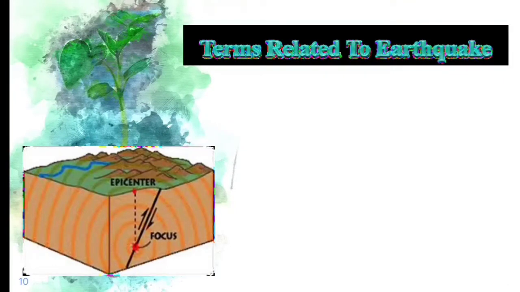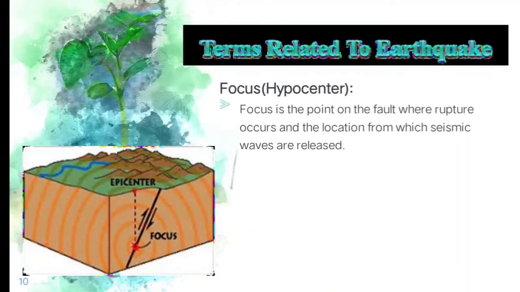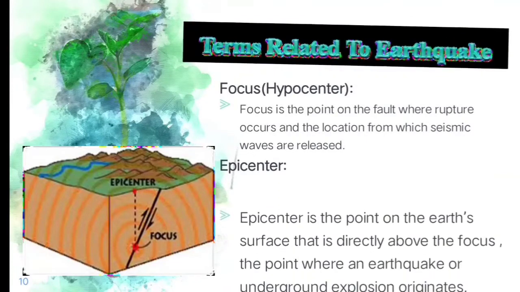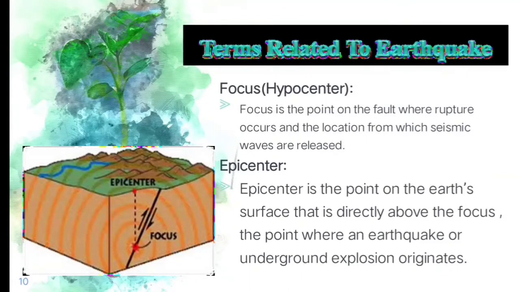And here we could see some of the technical terms to be known related to earthquake. Focus or hypocenter is the location from which seismic waves are released, which means the point on the fault where a sudden bursting or breaking occurs. Epicenter is the point where an earthquake or underground explosion originates. This point is situated on the Earth's surface, that is directly above the focus.